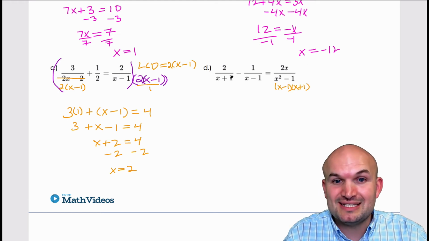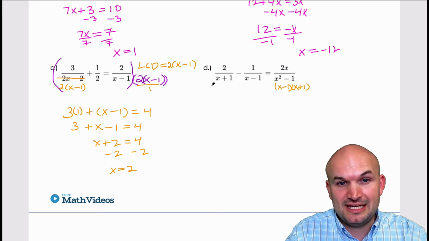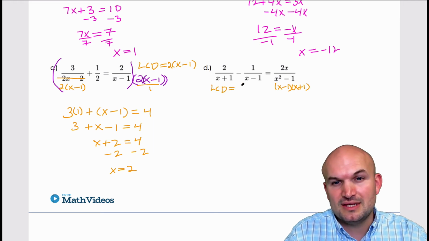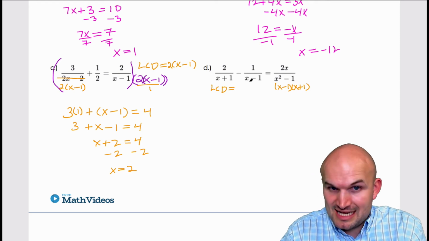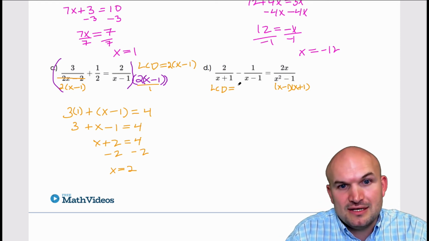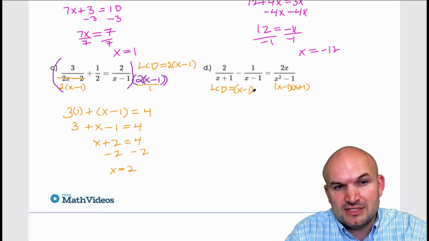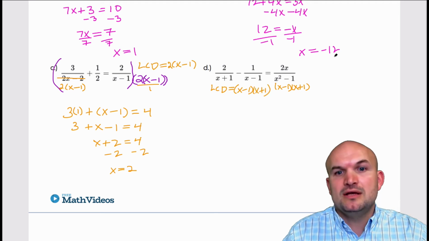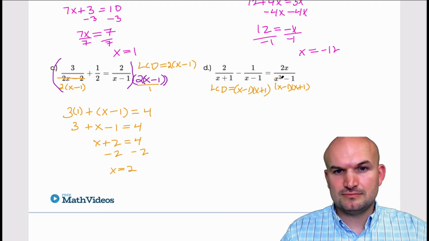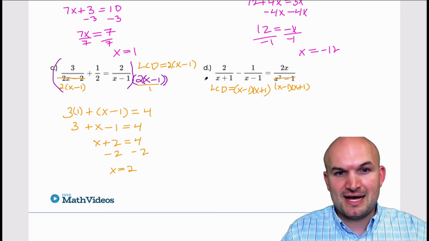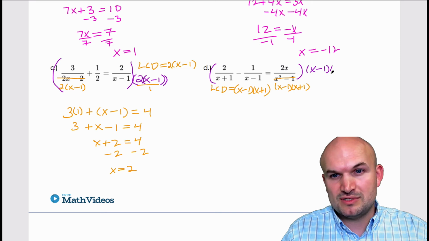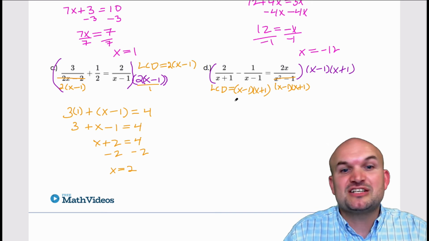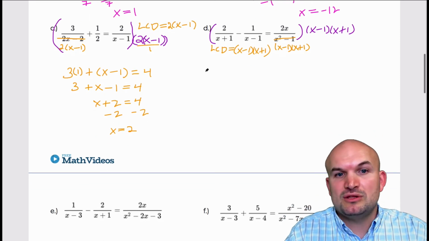So again, what we can identify here is my LCD is going to be just the product, right? Because does x plus 1 divide into that? Yes. Does x minus 1 divide into that? Yes. So my LCD is x minus 1 times x plus 1. So what I'm going to do is multiply everything times the LCD, x minus 1 times x plus 1. So I'm actually going to write this one out, as I mentioned. So let's actually write that out.